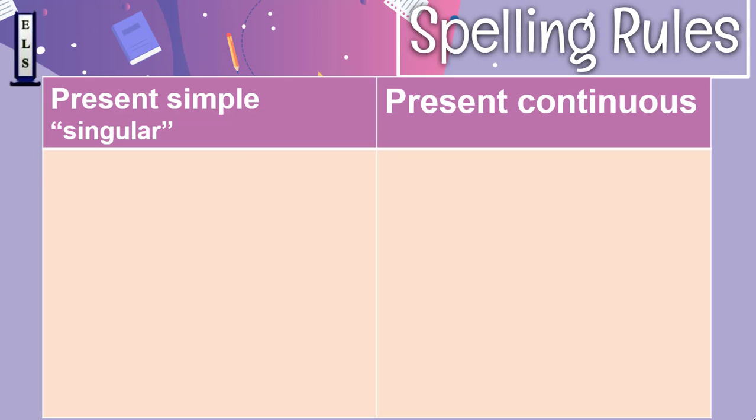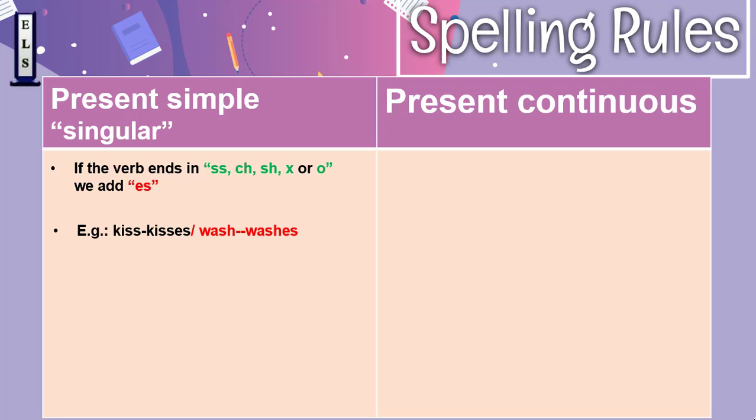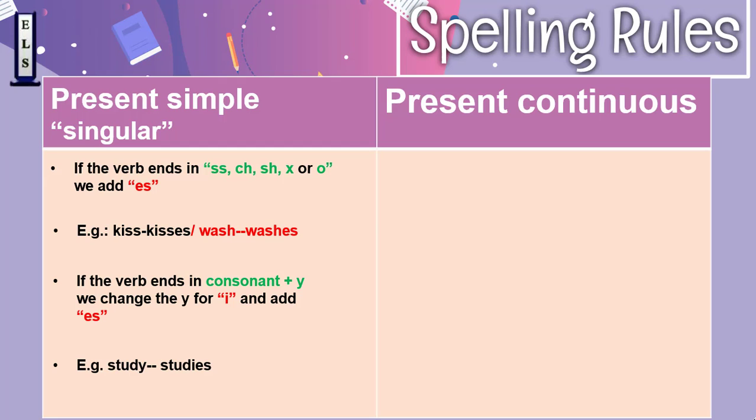Let's revise together the spelling rules of the present simple, the singular form. If the verb ends in ss or ch or sh or x or an o, we have to add an es at the end of the verb. Like kiss, we add an es, which is kisses. Wash, washes. If the verb ends in a consonant plus a y, we change the y to an i and add an es. So, for example, study: I omitted the y and used an ies at the end of the verb.